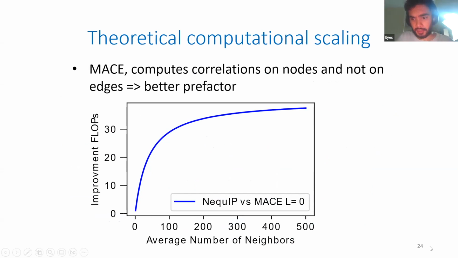And here is the thing that I told Christian about. So I plotted the average number of neighbors and the theoretical floating point operations per second, and I compare NequIP and MACE. So this is the ratio between the flops of NequIP and MACE, and you see that it grows with the average number of neighbors. So theoretically, you should gain more and more speed as you have more and more dense structures.